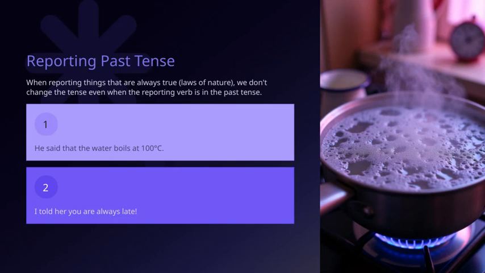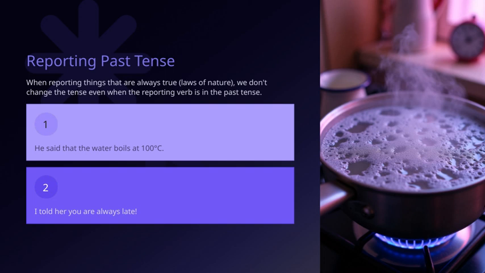Now let's look at an example. "I told her you are always late." Here, even though the reporting verb is in the past tense, the original statement about her lateness remains in the present tense. Similarly, "he said that the water boils at 100 degrees C." Again, even though we're reporting this in the past, the fact about boiling water doesn't change.